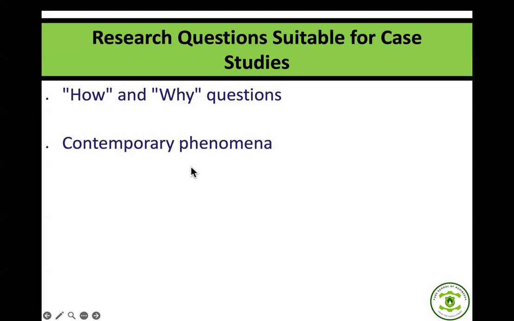Because in dealing with contemporary phenomena, the events are still fresh in our minds. People involved can be interviewed, documents and data are accessible, and the context we are looking at is also very, very relevant. And then we also have the issue of complex situations. Complex situations are perfect for case studies because they involve multiple factors and stakeholders.